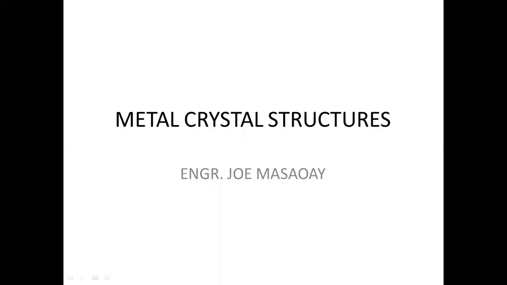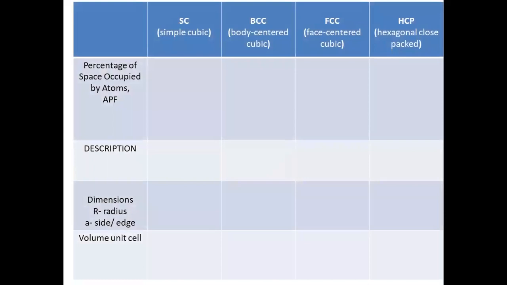Now, this video is all about crystal structures of metals. We have four types of crystal structures for metals. The first one is simple cubic, SC; body-centered cubic lattice, BCC; face-centered cubic lattice, FCC; and the last one, hexagonal close-packed, HCP. Now we're going to categorize them according to the percentage of occupancy of the atoms, or APF.